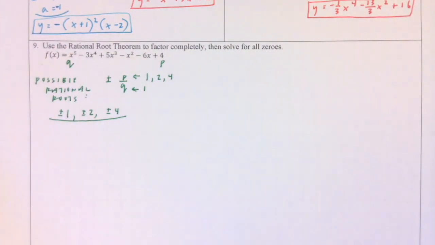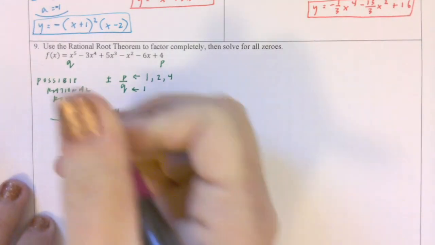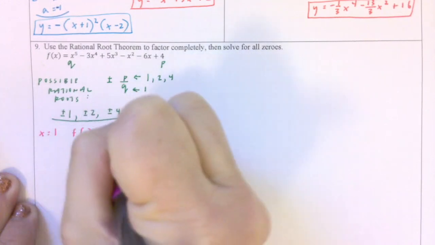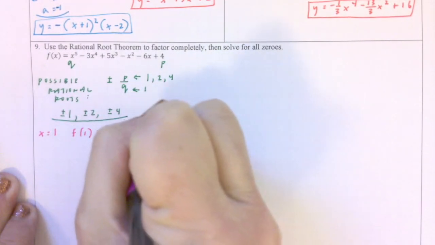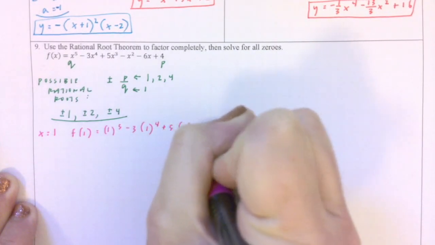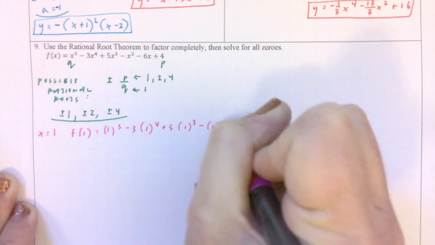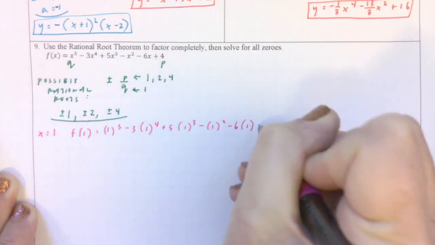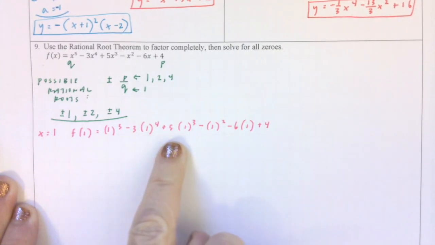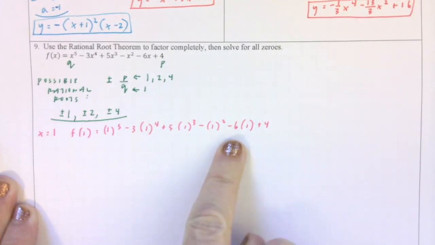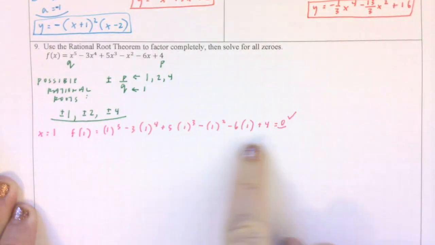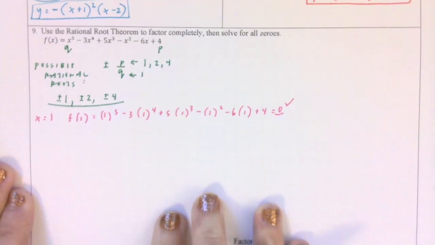So if I go in order, let's say I start with x equals 1. So f of 1 equals 1 to the 5th minus 3 times 1 to the 4th plus 5 times 1 cubed minus 1 squared minus 6 times 1 plus 4. So 1 minus 3 plus 5 minus 1 minus 6 plus 4 does get us to 0. So I just use substitution to see that 1 is definitely a solution.